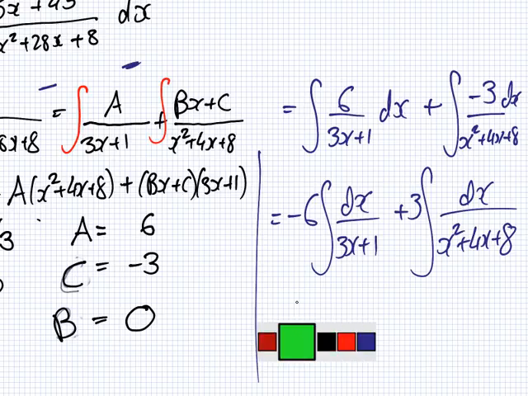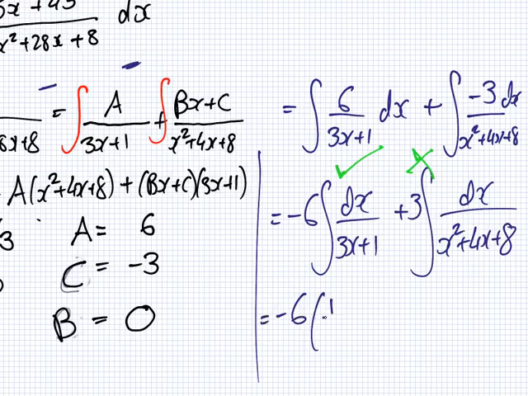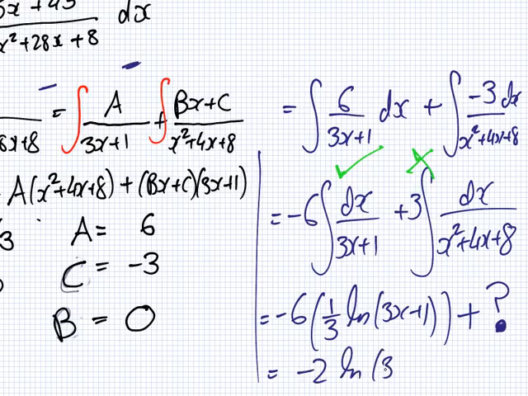Alright, so the good news is, here, there's a formula. Bad news, here we need a substitution again. So let's do the first one. What do we get here? Minus 6 times 1 over 3 log of 3x plus 1, plus that other ugly thing. So that equals minus 2 log of 3x plus 1 plus that ugly thing. Can we go on? Yeah.